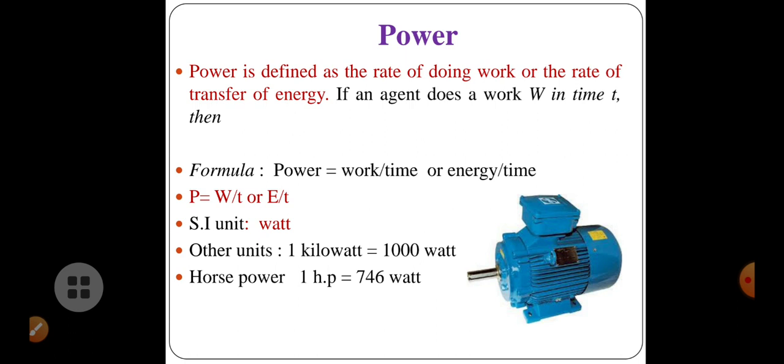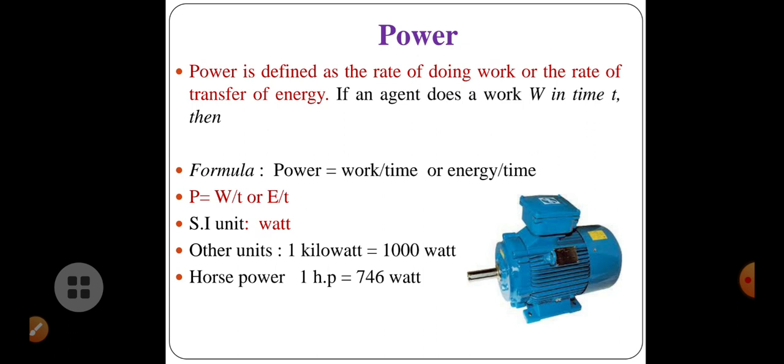We can write its formula. If an agent, meaning any device or any object, any person, whatever, does a work W in time T, then power can be written as work divided by time. We can write its formula as power equal to W by T.